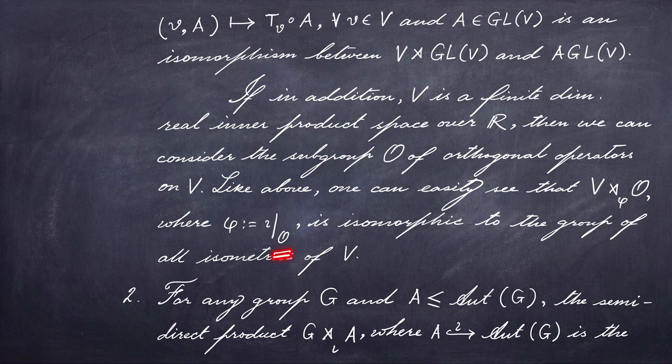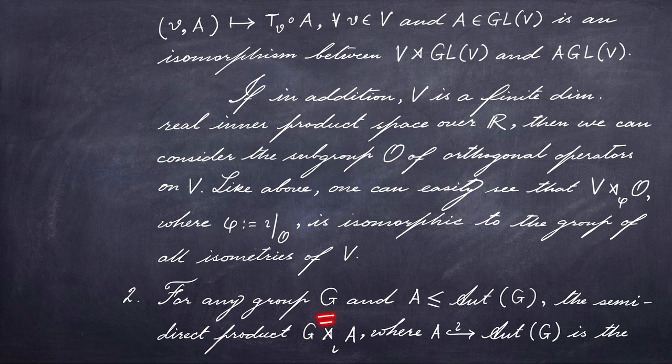If we restrict this to O, then the semi-direct product we obtain, like earlier, we see is nothing but isomorphic to the group of all isometries of this real inner product space V. The second one is indeed a generalization of the previous one.